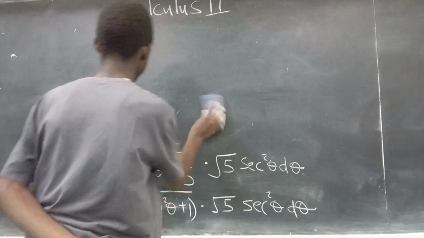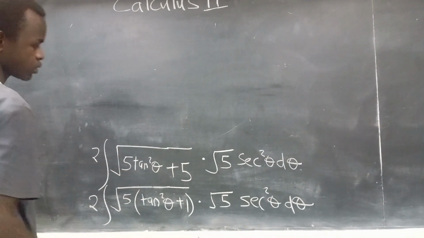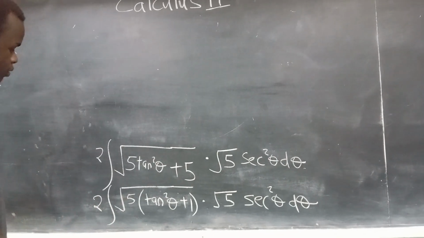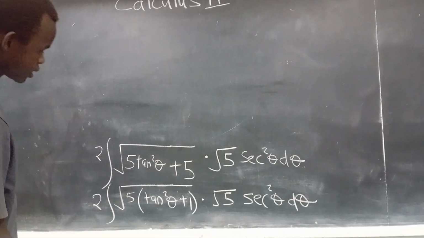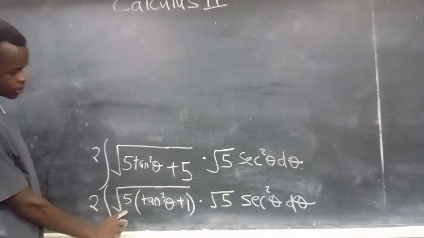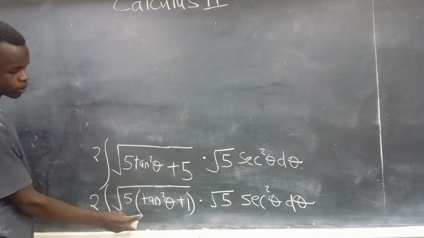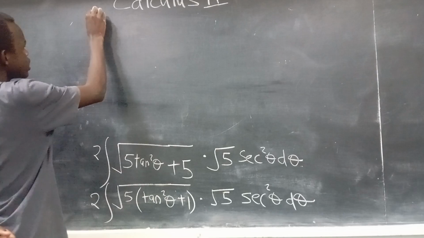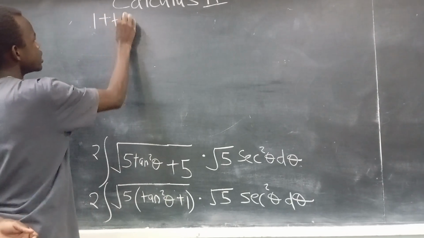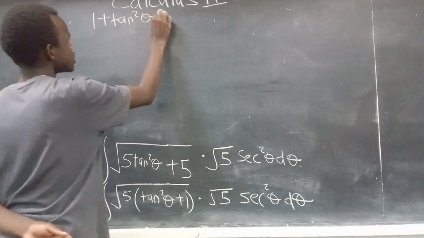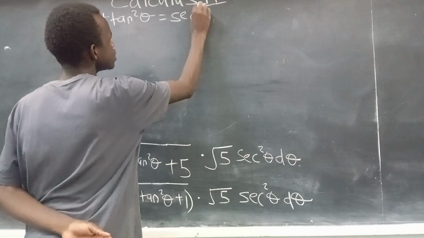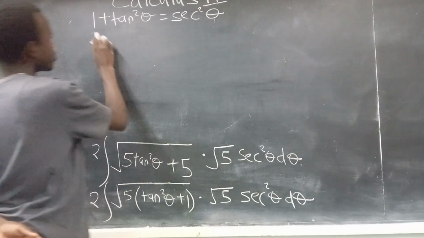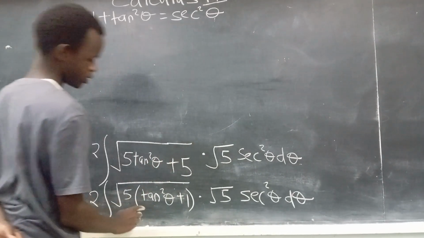So the process is interesting, as you can see. So from here, what's my square root of this? It's just the same as the square root of 5 multiplied by the square root of this. Using the Pythagorean identity, I usually say 1 plus tangent squared of theta is the same as secant squared of theta, right? So I'll replace all these expressions with that.